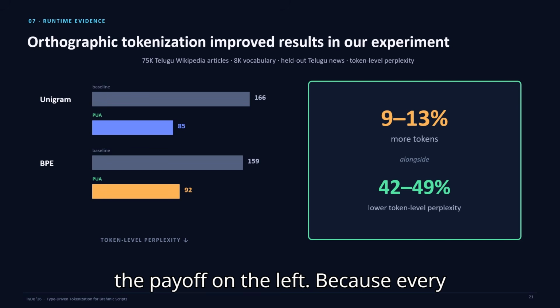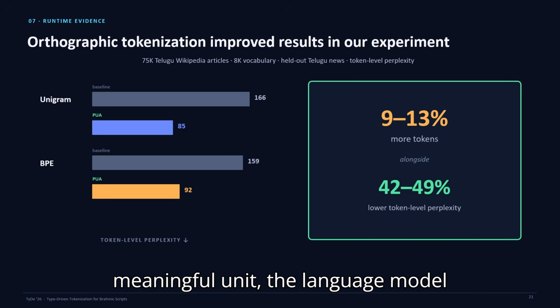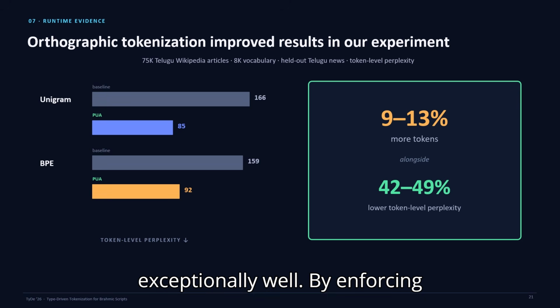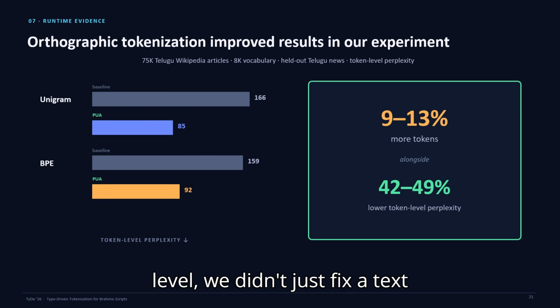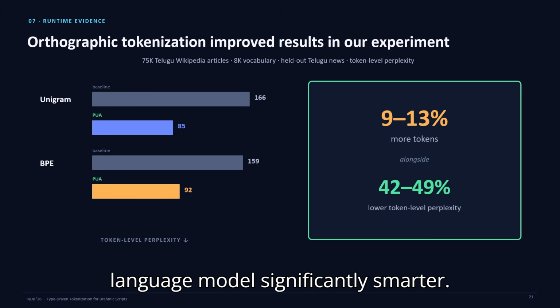But look at the payoff on the left. Because every single token is now a linguistically meaningful unit, the language model learns much more efficiently. Perplexity drops by 42 to 49% across Unigram and BPE architectures. The takeaway here is simple. Correct by construction code does its job exceptionally well. By enforcing type theoretic rules at the tokenizer level, we didn't just fix a text rendering bug, we made the downstream language model significantly smarter.